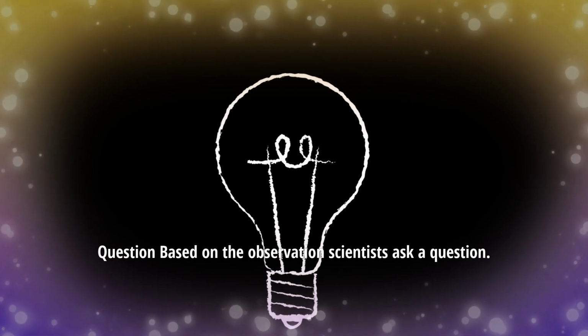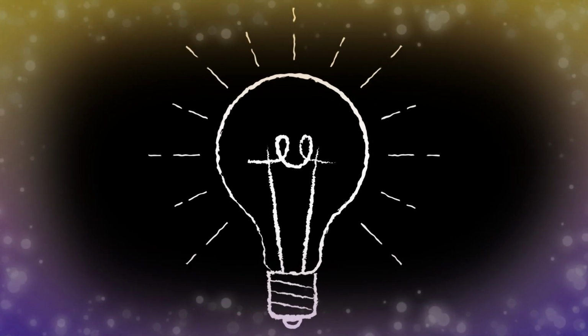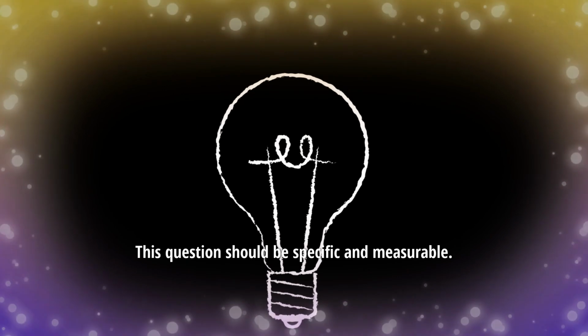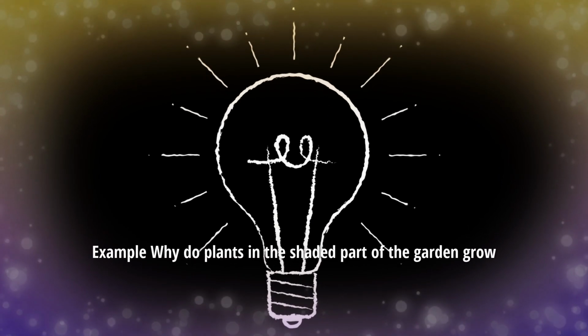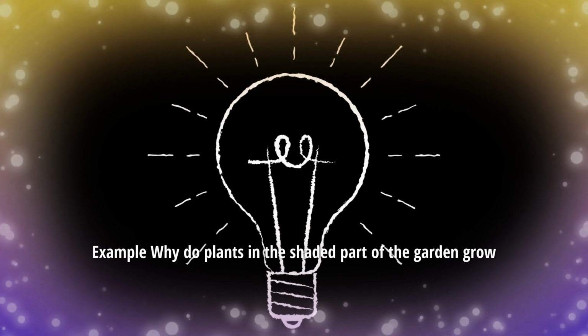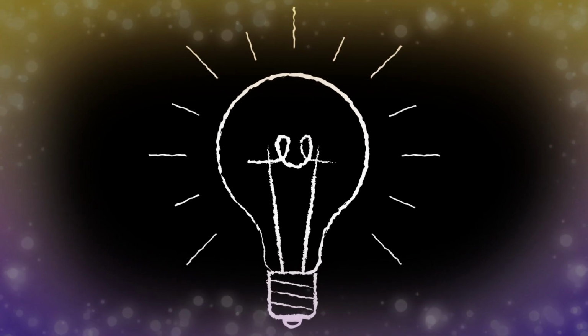Question: based on the observation, scientists ask a question. This question should be specific and measurable. Example: why do plants in the shaded part of the garden grow better than those in direct sunlight?